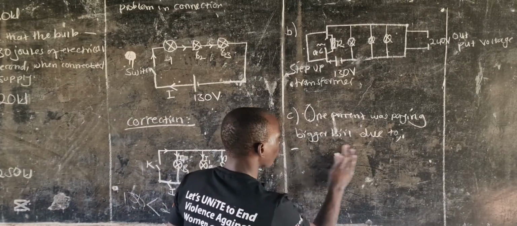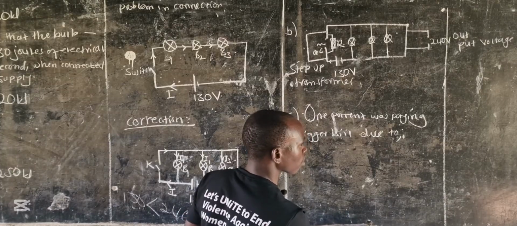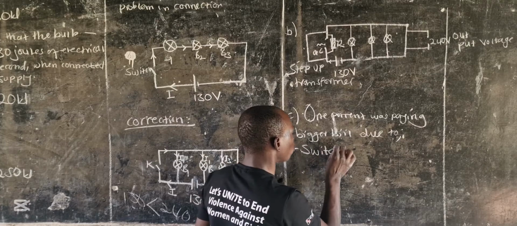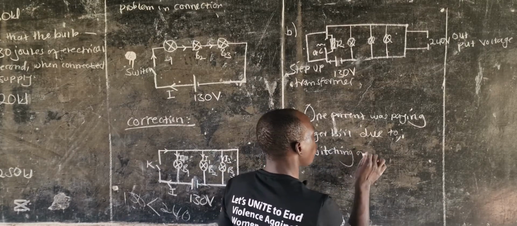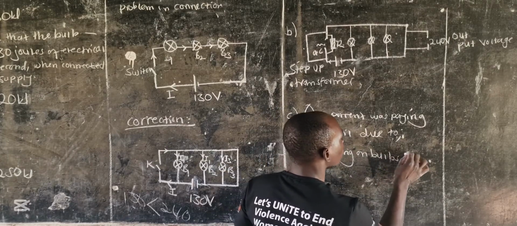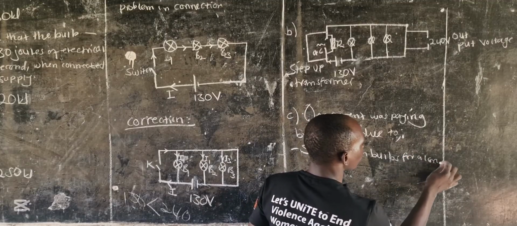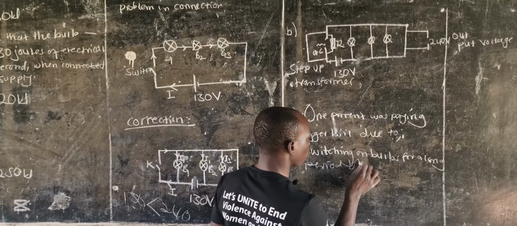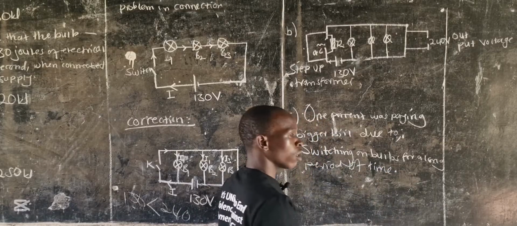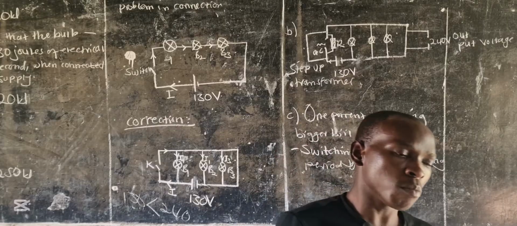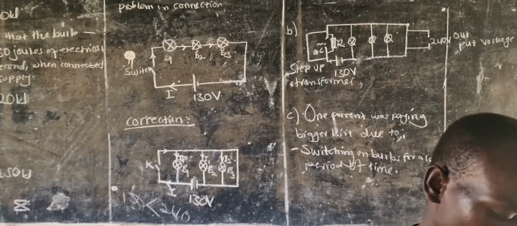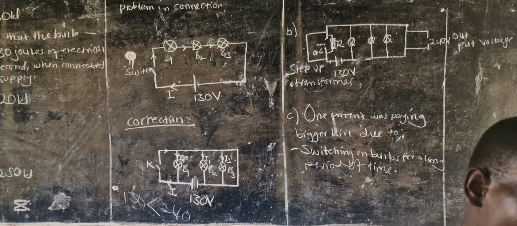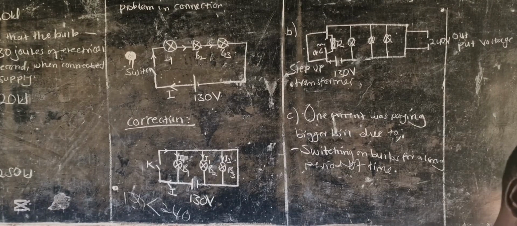One, due to switching on bulbs for a long period of time. So the longer these bulbs are giving light, the more electrical energy will be consumed, and so they will still pay a much larger amount.